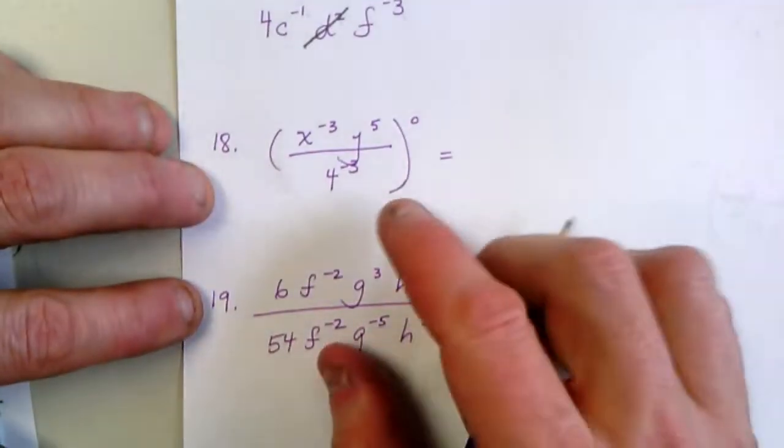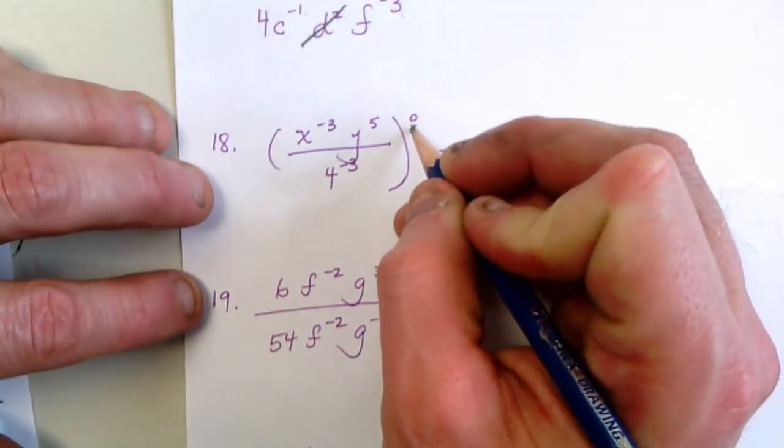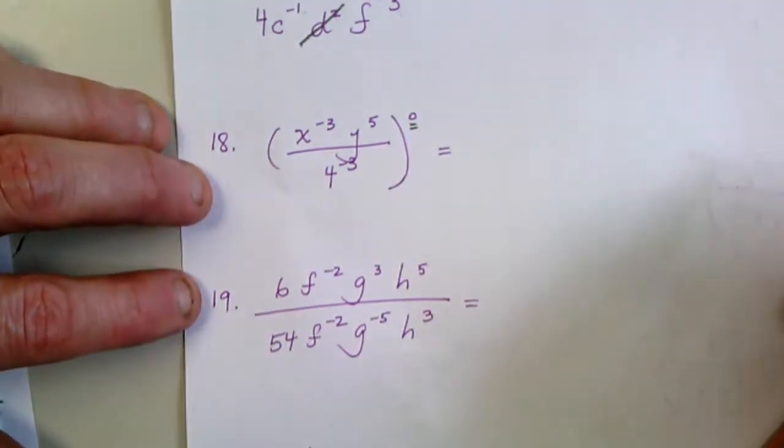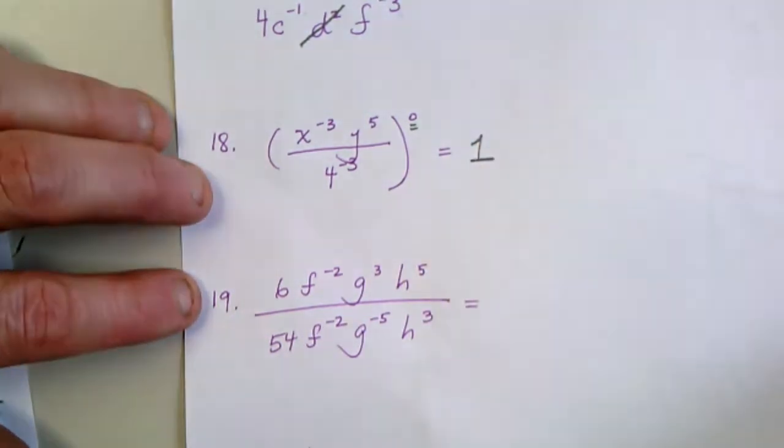Okay. Number 18, we could do lots of different things here, but ultimately in the end, we're raising it to the 0 power. What is anything raised to the 0 power? It is just 1. Okay.